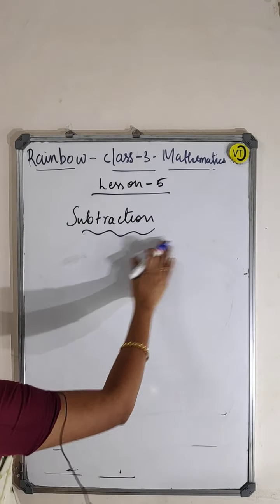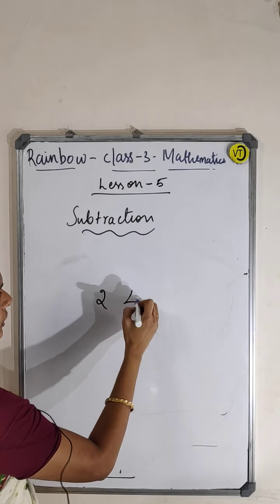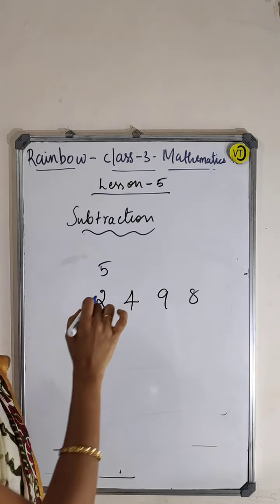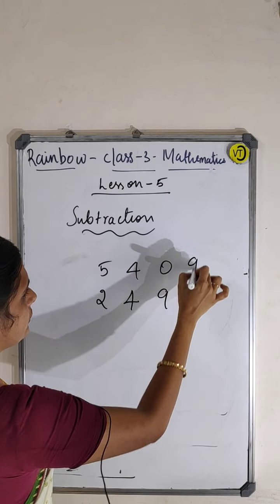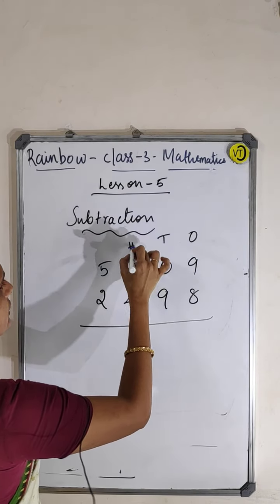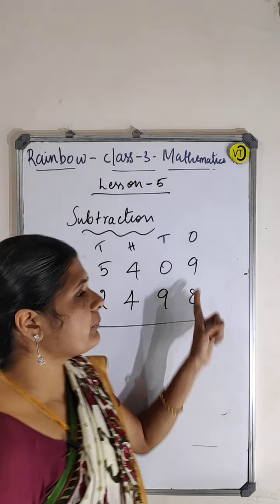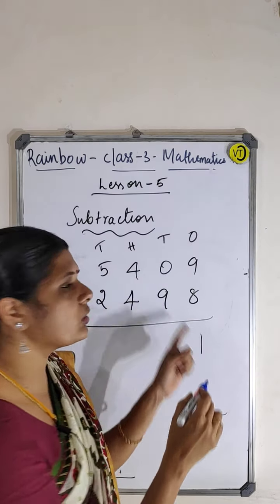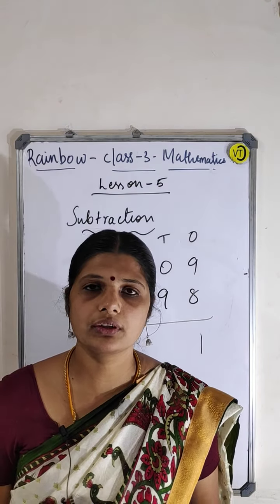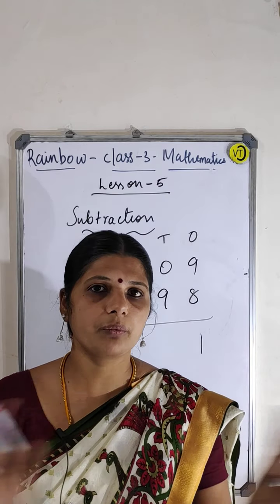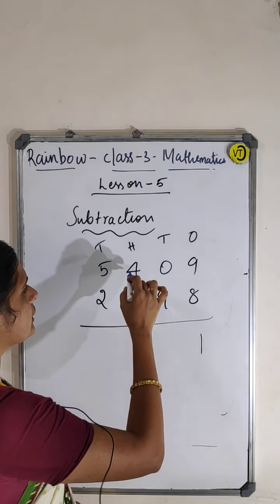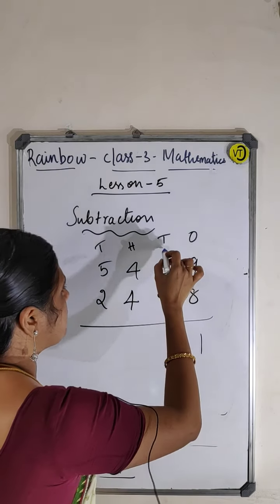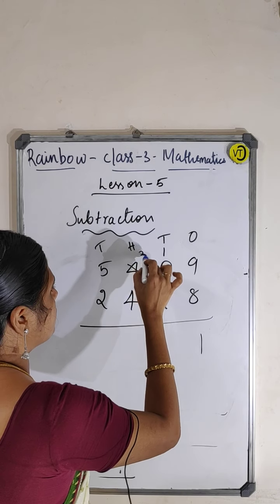Subtract 2498 from 5409. Okay, it is ones, tens, hundreds, thousands. 9 minus 8 will go, it is 1. 0 minus 9 never goes, because smaller number minus bigger number is not possible here. So I am taking one number by borrowing from the hundreds place. It is 1. This is 3.